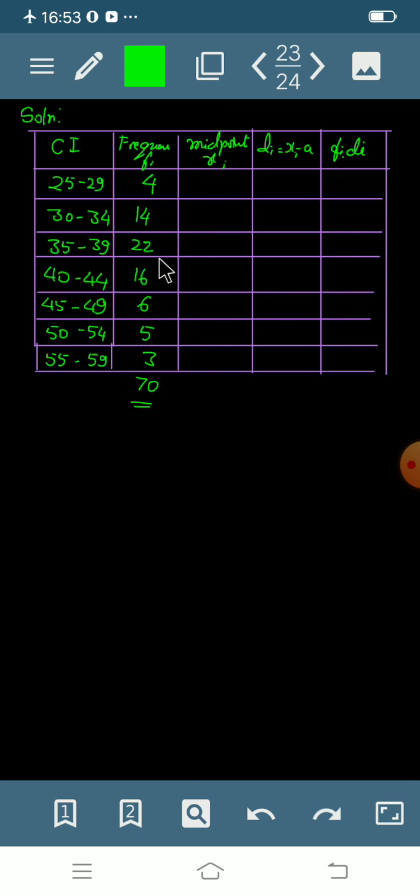Now we have to find the midpoint of each of the class interval. How? 25 and 29. What is the midpoint of this class interval? First, 25, 26, 27, 28, 29. There are 5 items. So, in the middle, there is 27. How to find it in another way? It is simple. You have to add 25 and 29, 25 plus 29 divided by 2. How much? You will get 27.